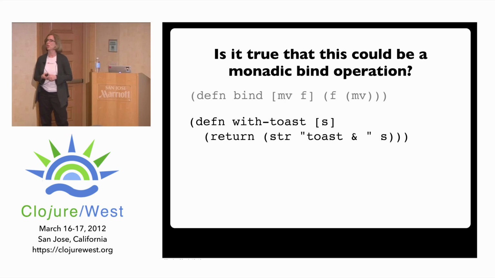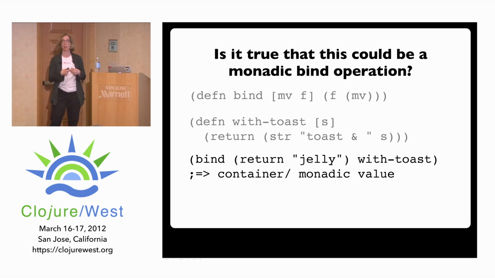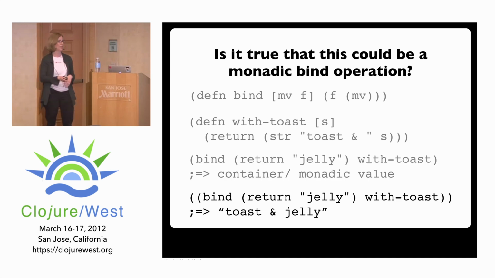So if we defined a function called with-toast, and it takes a string, and then it returns back that string concatenated with toast, and we put it in the bind. So we say bind, and we have to do return jelly to make a monadic value, and then we say with-toast for our function. It gives us back a container or a monadic value, but if we do that paren trick on it again, we'll get back toast and jelly. So it applied that function to it.